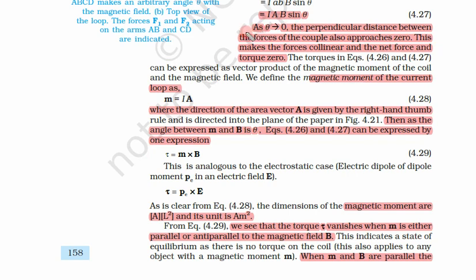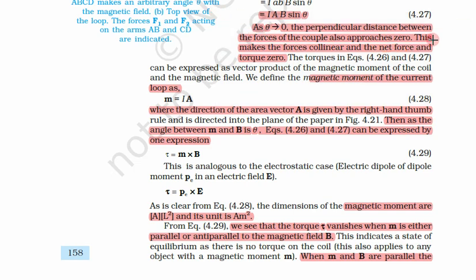If we put theta equal to 0, sine theta also becomes 0, that means there is no torque. The perpendicular distance between the forces of the couple also approaches 0. As theta becomes 0, this torque also becomes 0. Perpendicular distance means this a by 2 sine theta will also be 0. This makes forces collinear and net force and torque both become 0. So net force was already 0. If this theta is also 0, then what will happen? This torque will also be 0.